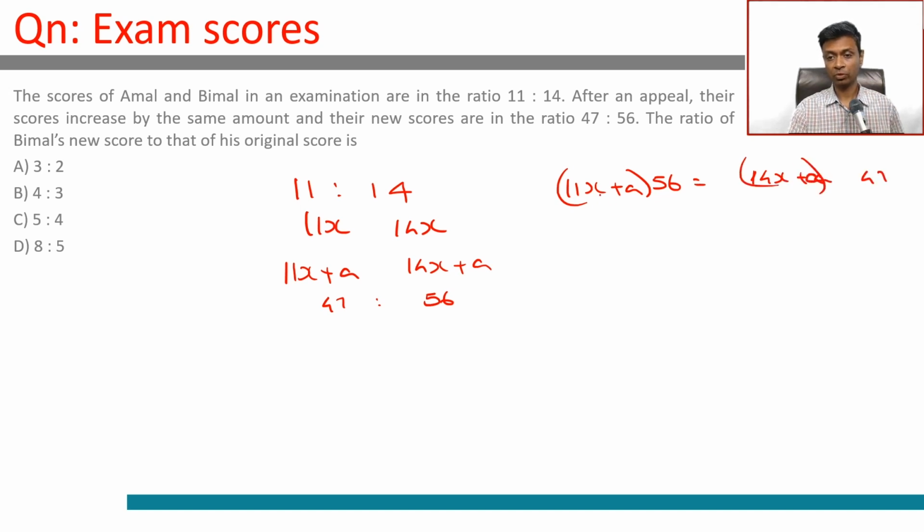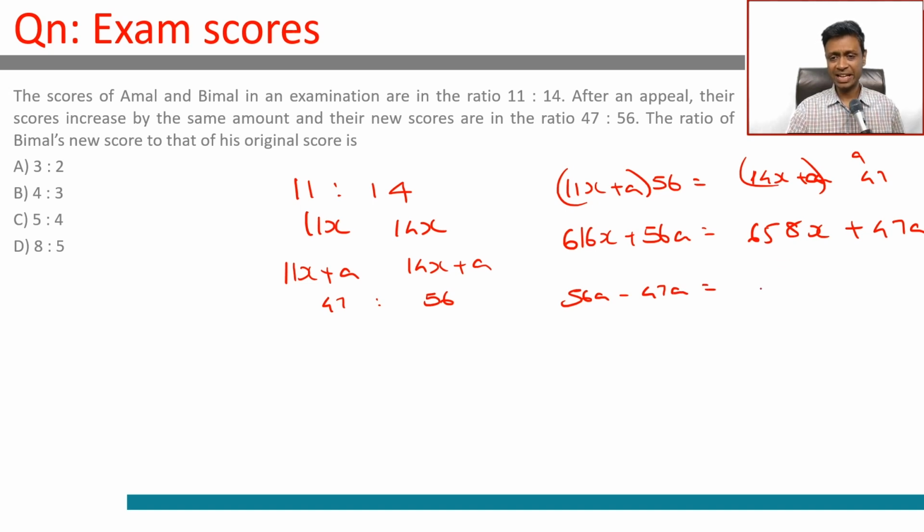This is a. 11 into 56 is 616x plus 56a. 14 into 47 is 658x plus 47a. 56a minus 47a is 658 minus 616, which is 42x. Or 9a equals 42x. 3a equals 14x. a is 14x by 3.